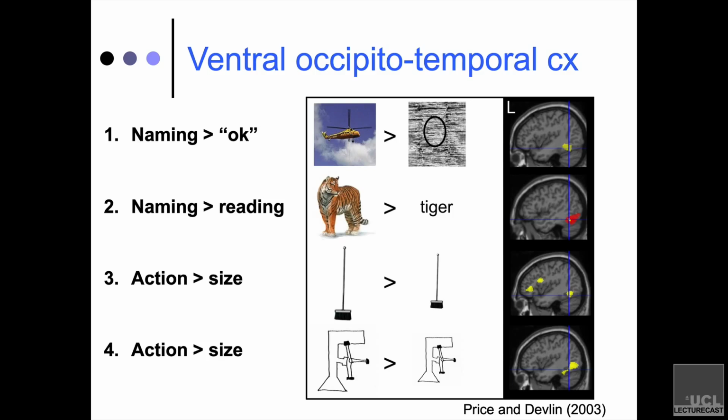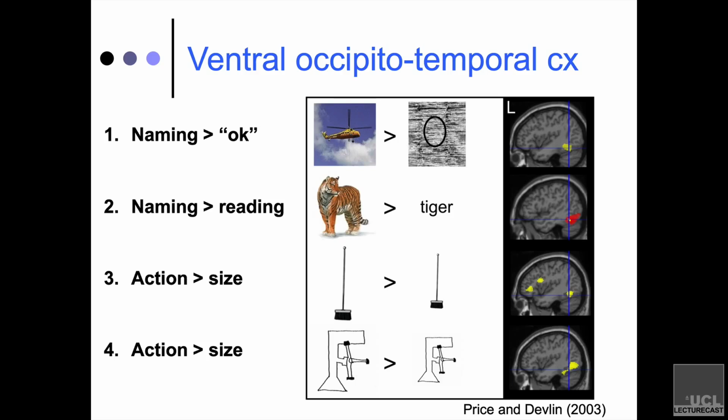But it's even more than that. If you ask people to look at pictures of different size items, like the broom here, then if you ask them to do a size comparison on a meaningful picture relative to illustrating what kind of action they would do with it, you see activation in this part of the brain as well. So there's no naming component here whatsoever. This is simply some form of object recognition.